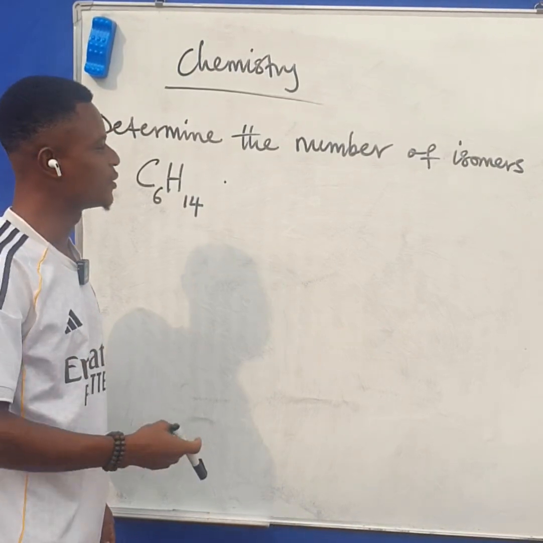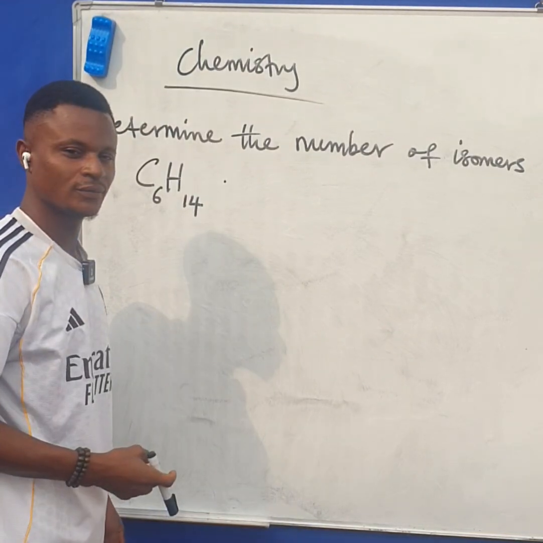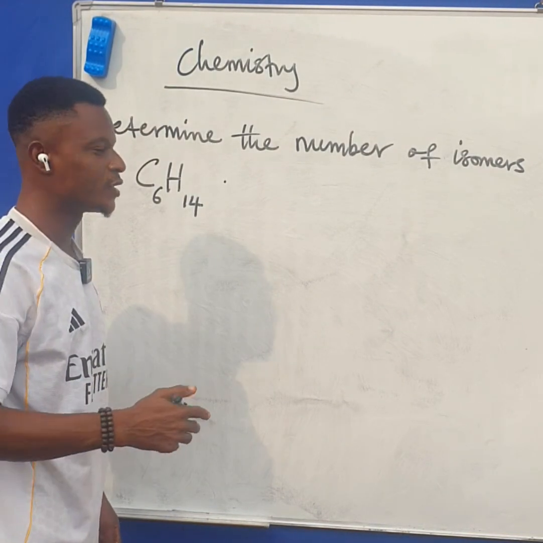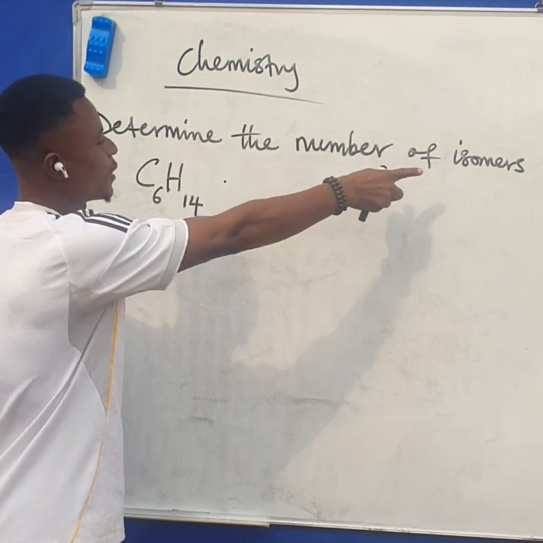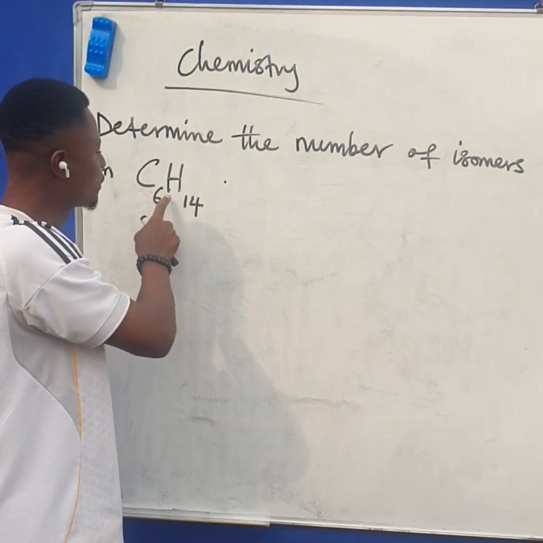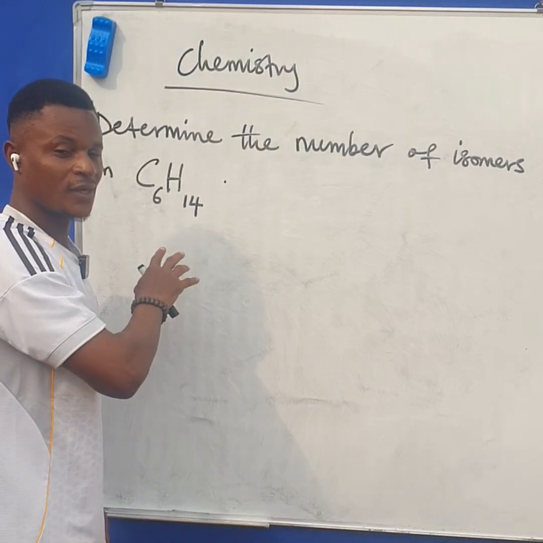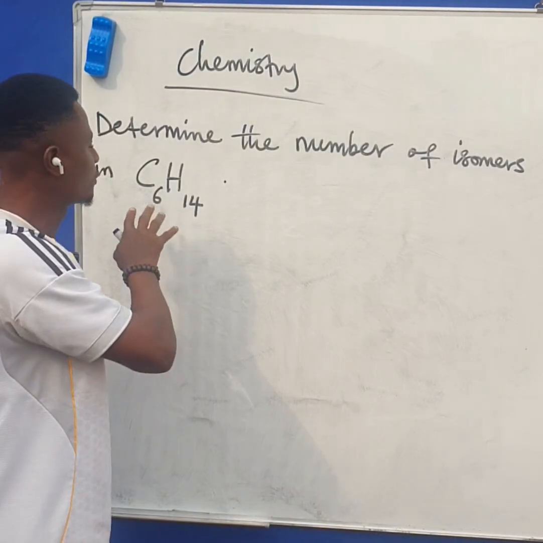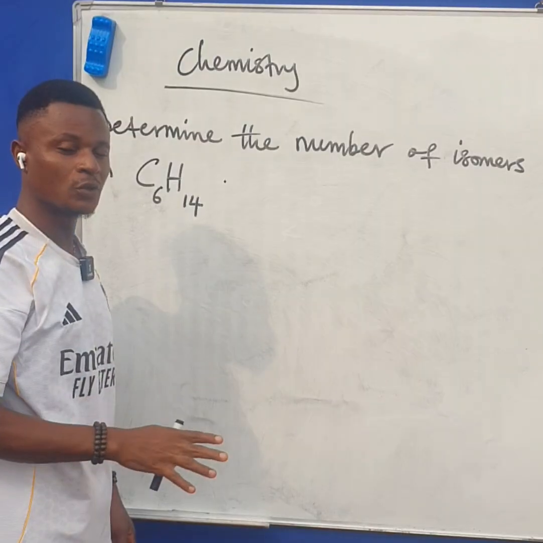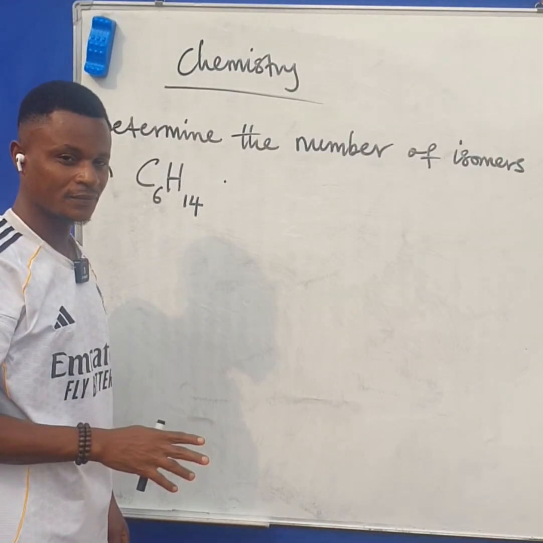Let me show you how to solve this chemistry question on the board. The question says, determine the number of isomers in C6H14. The name of this compound is hexane, and this compound belongs to a group of hydrocarbon called alkanes.